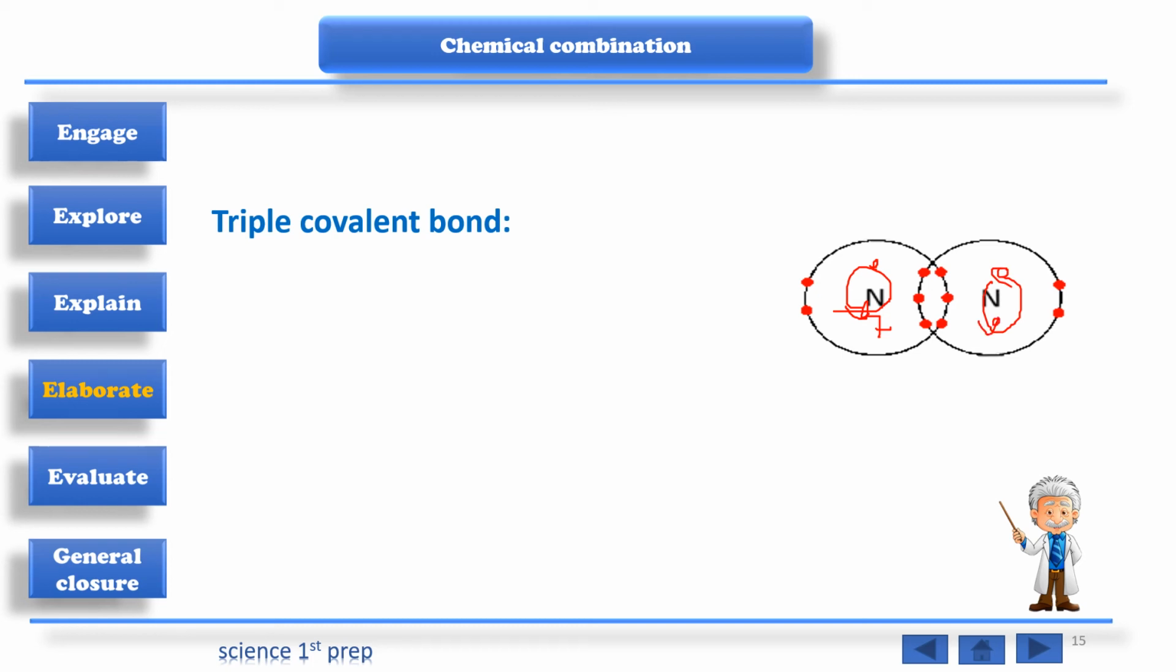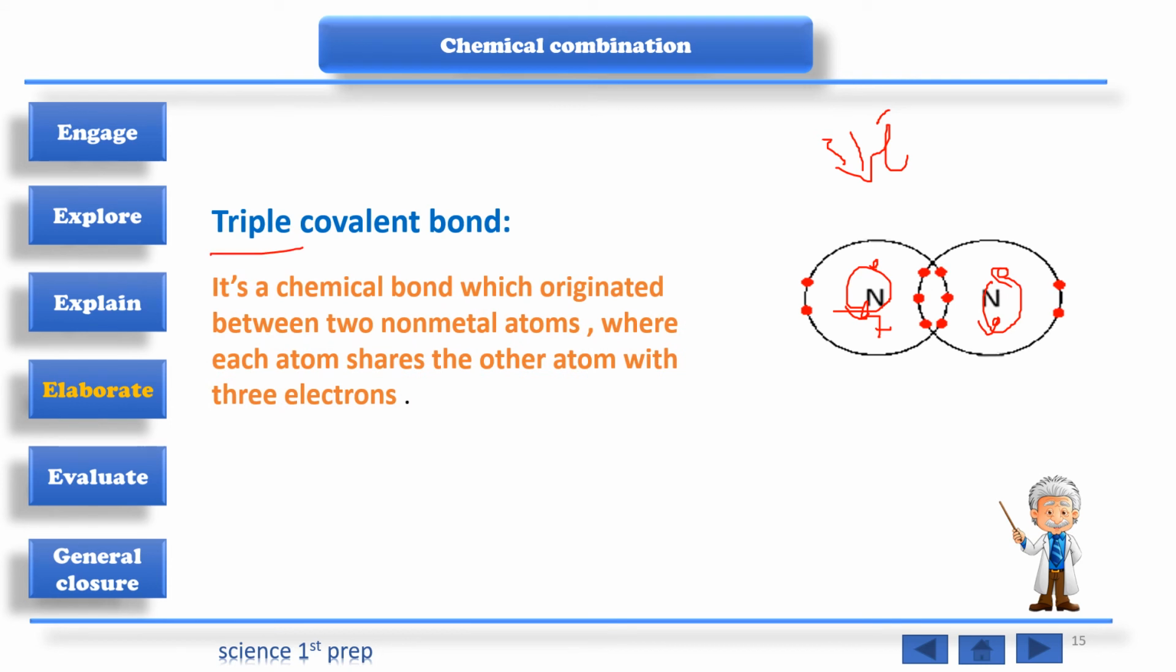So 2, 5, here the outermost energy level needs 3 electrons to complete it. So each one shares 3 electrons to complete the outermost energy level. So it's a triple covalent bond. It's a chemical bond which originated between two non-metal atoms where each atom shares with how many electrons? Yes, 3 electrons, so it's a triple covalent bond.